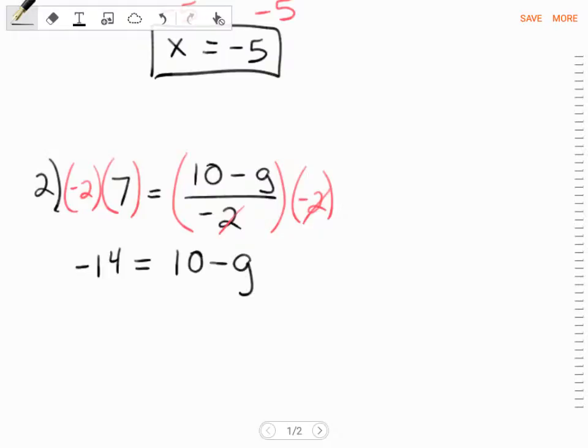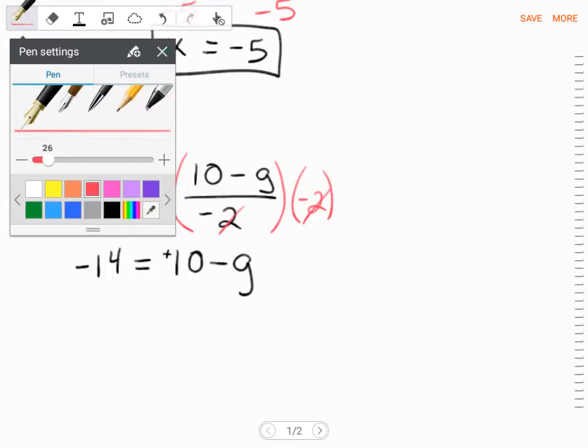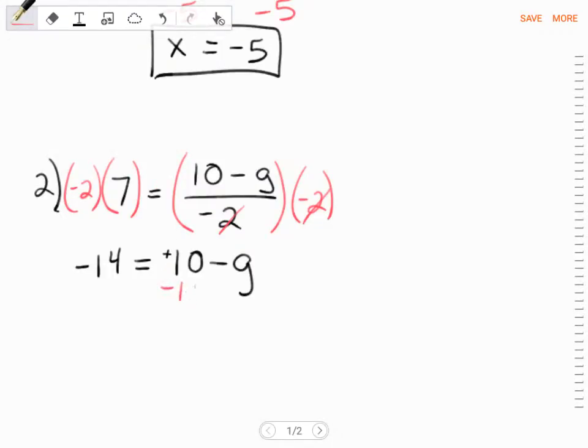From here, I still am wanting to get g by itself, okay? So my problem is that I've got this 10 here. I know that this is a positive 10. I can write that in there if that helps me. In order to get rid of a positive 10, I need to take 10 away. So I'll subtract 10 on both sides to get it away from that g.